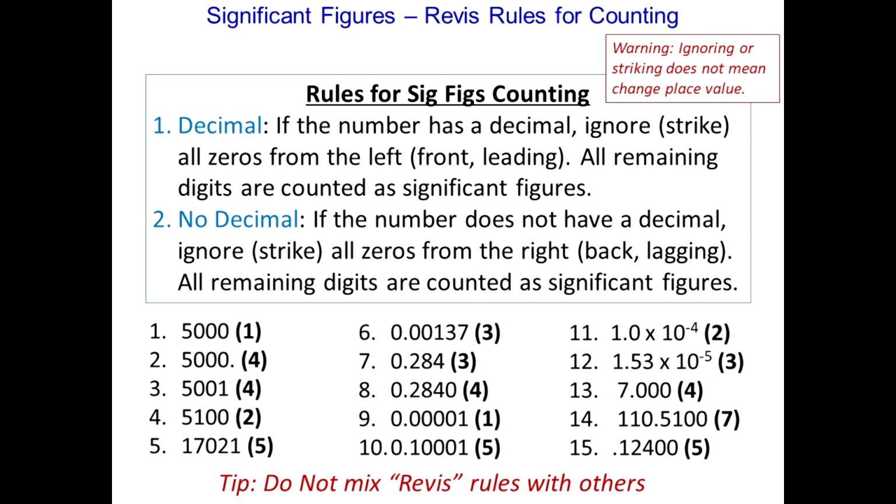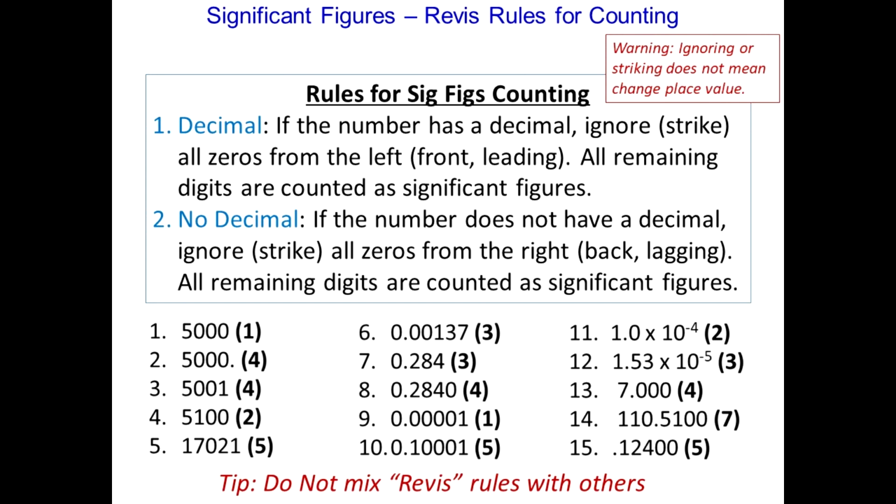I love this one. Over half of you are going to say this number of sig figs is 1. Guaranteed. And I just told you about it. 4. That's exactly right. It's 4, right? Does everyone see why it's 4? You strike here. Everything else is significant, including those zeros.